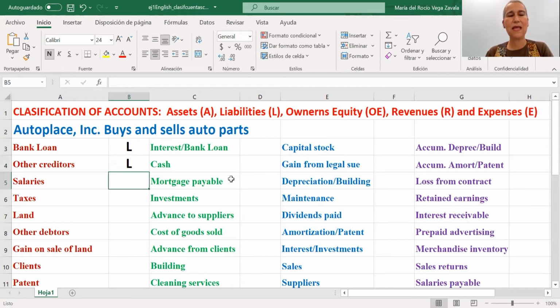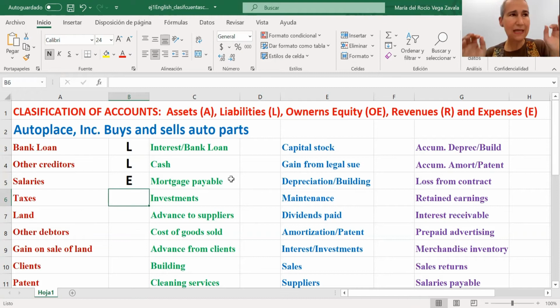Salaries. Is that a liability? No. If those were salaries that I already owe, the name of the account would not be only salaries, but salaries payable. Remember that the word payable means that you owe, and that will be a liability. If this account is only called salaries, it means that those salaries are already paid, and the most important thing, I already used them. So those should be expenses, okay?